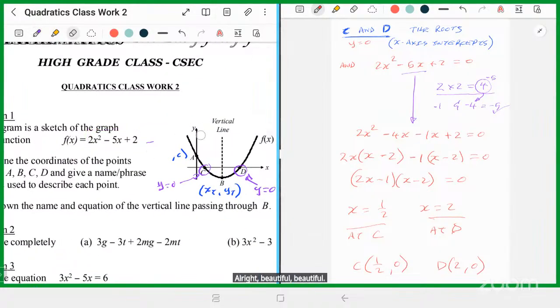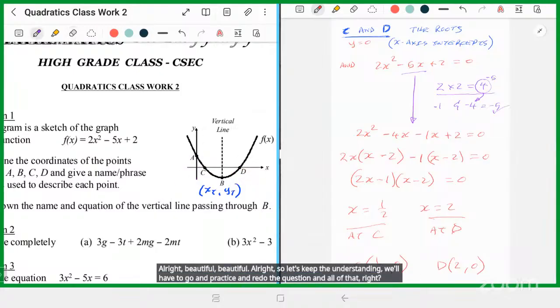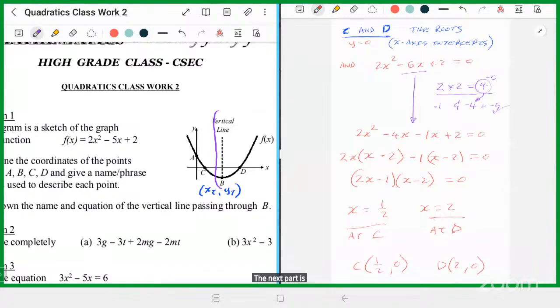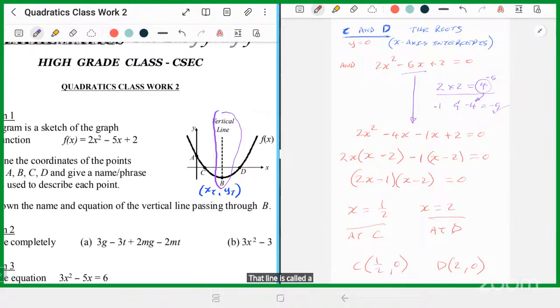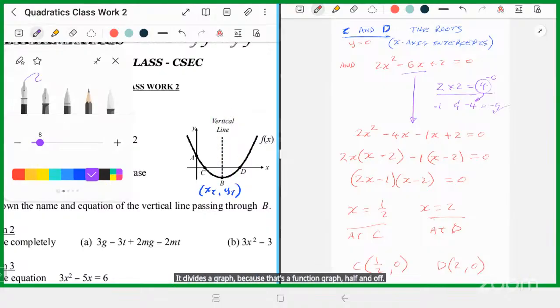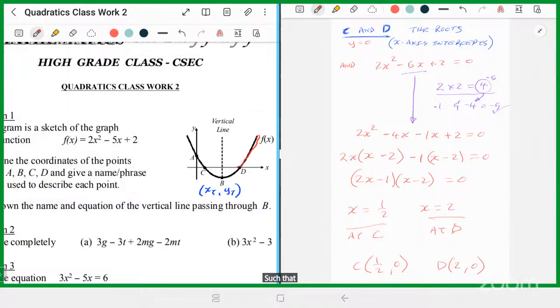All right, so keep the understanding now if we go and practice and redo the question and all of that. The next part is asking us about this vertical line that passes through the turning point. That line is called a line of symmetry or an axis of symmetry. It divides the quadratic function graph half and half, such that this half is a mirror image of this half, where this is like the mirror line between them.